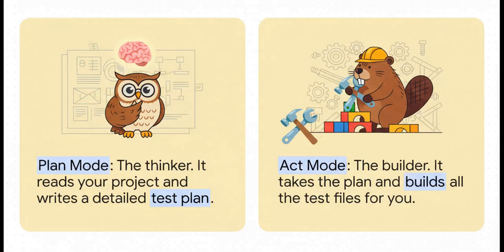So let's do a quick power check. What's the difference between our first 2 wizards? Well, the Plan Wizard is the thinker. It's like an architect making the blueprint for a giant castle. The Act Wizard is the builder. It's the one who takes that blueprint and builds the castle piece by piece. One writes the recipe, the other bakes the cake.